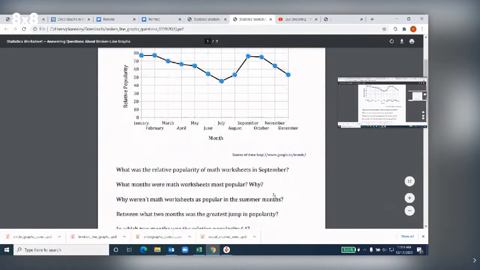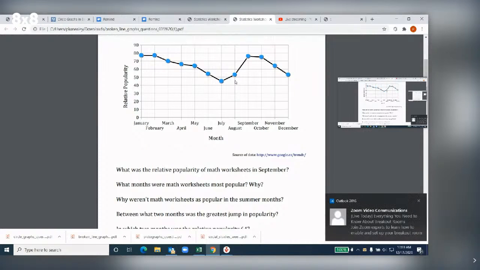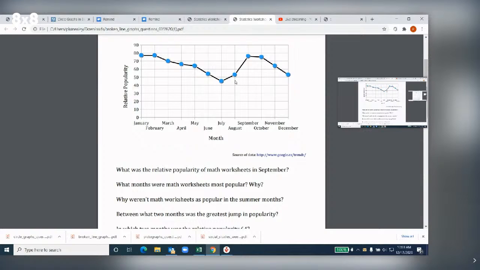Why weren't math sheets as popular in the summer? Because if you look in the summer, it starts going down June, July, and August. Probably because most kids in the summer are doing things outside. So this is one of those ones where there's not a right or wrong answer.